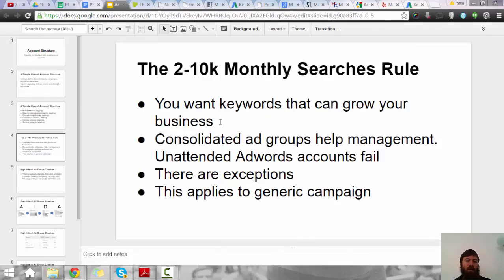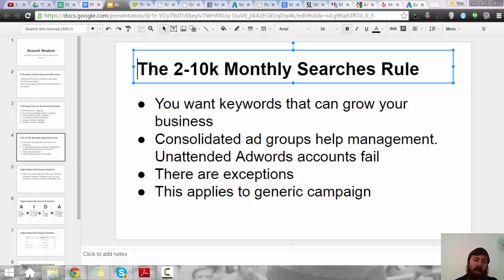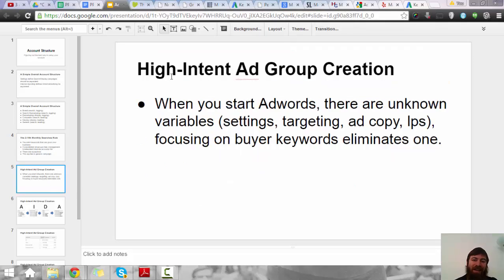This brings me to my second major point: you want to create high intent ad groups. The reason for this is that when you start doing AdWords, I'm guessing many of the people here are new advertisers or just advertisers who haven't gotten a lot of traction yet. And as you know, there are a lot of unknown variables. You never know what you're doing wrong, whether it's the settings or the targeting you're doing. The targeting meaning the keywords you're going after, what placements.